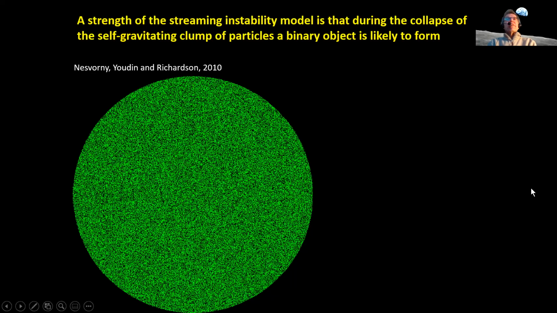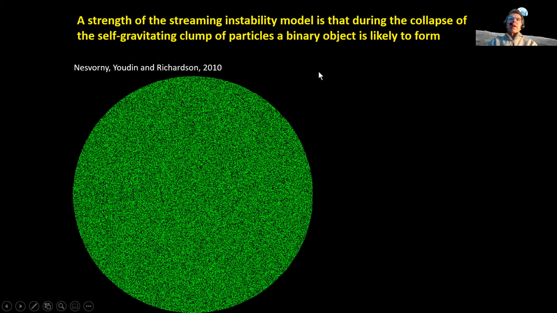So there is now a very strong argument in favor of this idea that planetesimals form by the gravitational collapse of particles. And this is reproducing the properties of binary planetesimals that we still see today in the Kuiper belt, in particular in the cold population of the Kuiper belt.